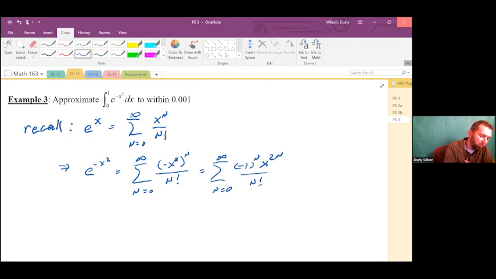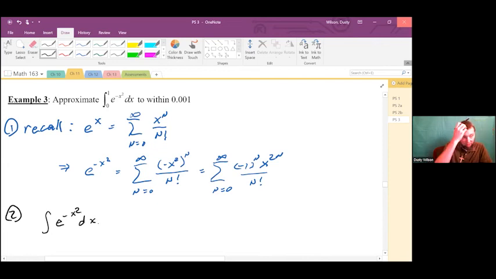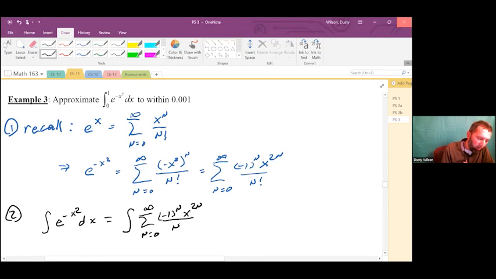Now we need to integrate. So that was kind of first. So second, we're going to integrate e to the negative x squared dx. And I'm going to start by ignoring my limits of integration. We'll come back to that. So this will be the integral of the sum from n equals 0 to infinity of negative 1 to the n, x to the 2n over n factorial dx.